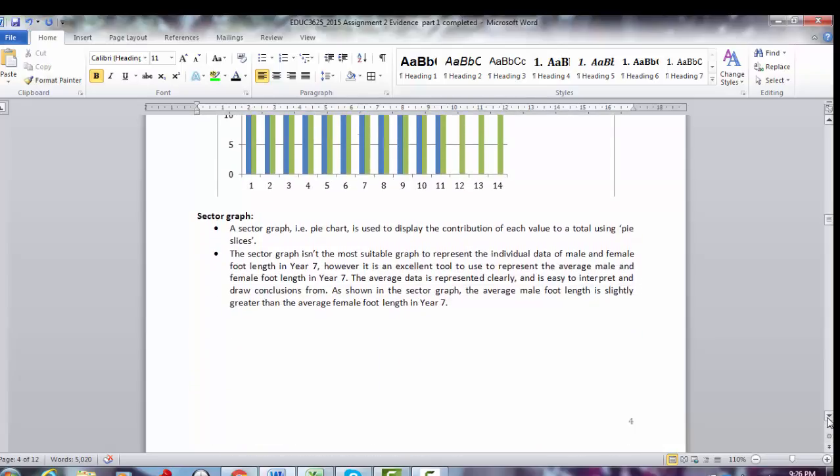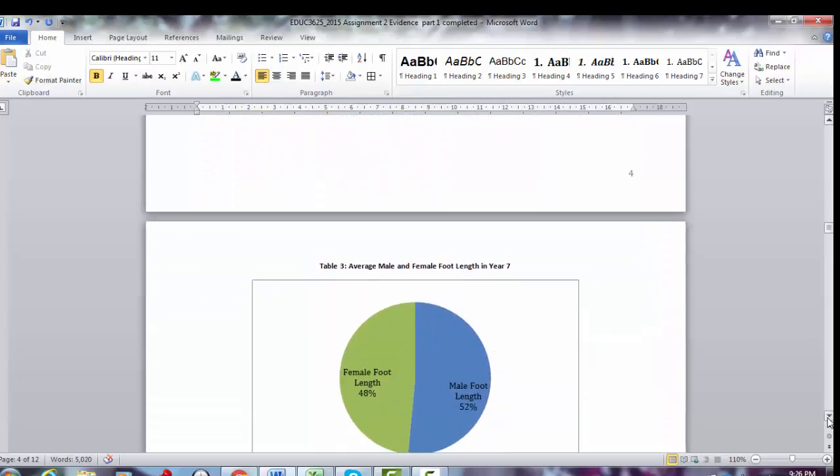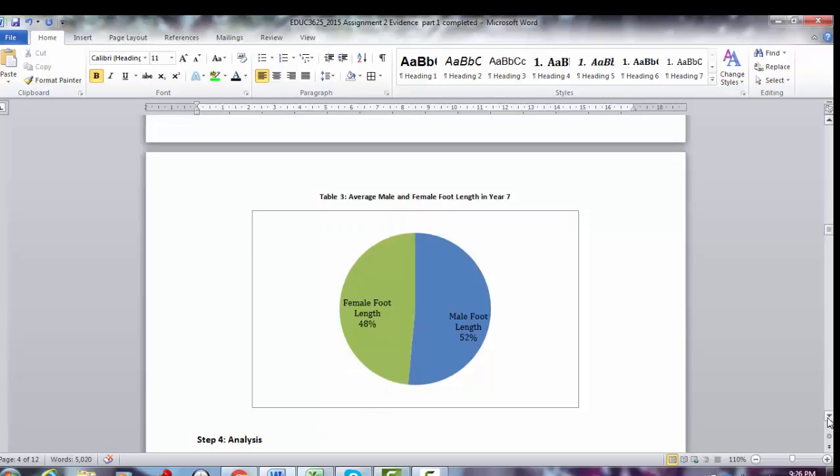So then we move on to the sector graph. The sector graph isn't the most suitable graph to represent the individual data of male and female foot length in Year 7. However, it is an excellent tool to use to represent the average male and female foot length in Year 7. The average data is represented clearly and is easy to interpret and draw conclusions from. As shown in the sector graph, the average male foot length is slightly greater than the average foot length for females in Year 7. So you can see here we've got 52% for males and 48% for the females.